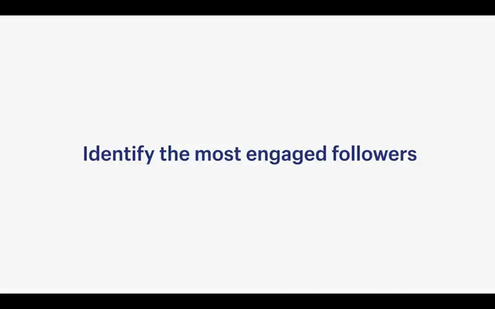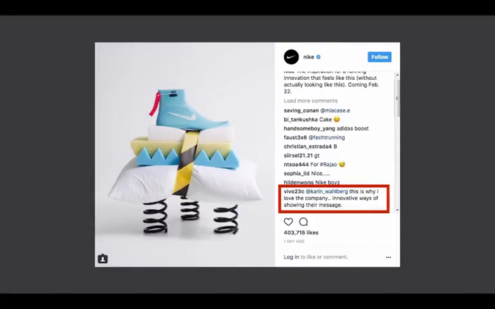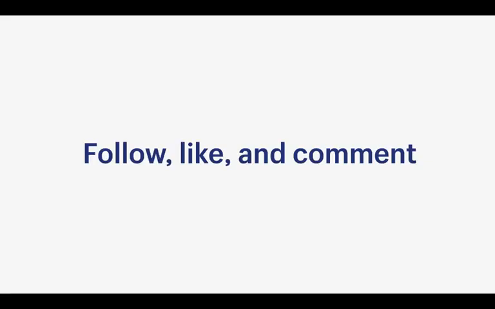From here, I can begin to identify the most engaged followers of my competitors. So I'm looking for users that are liking and commenting on my competitors' photos and using my competitors' branded hashtags. Of course, we want to ensure these are real people and not spam or bots, so I might quickly click over to the profile of these users to ensure that they're real. So now it's just a matter of engaging with these users.